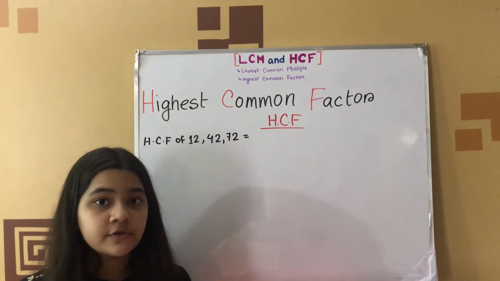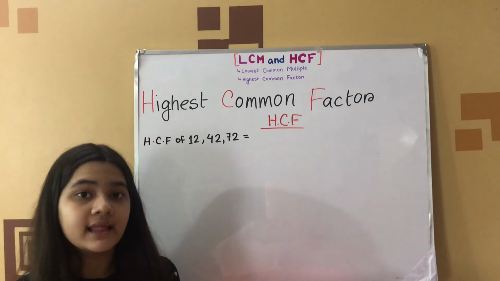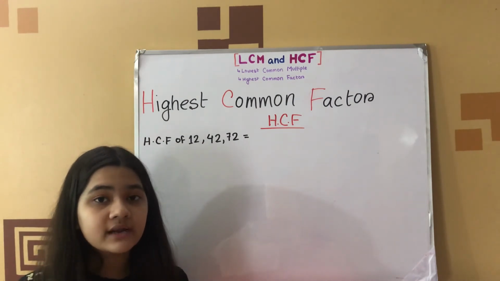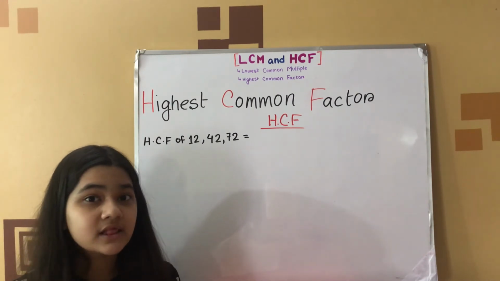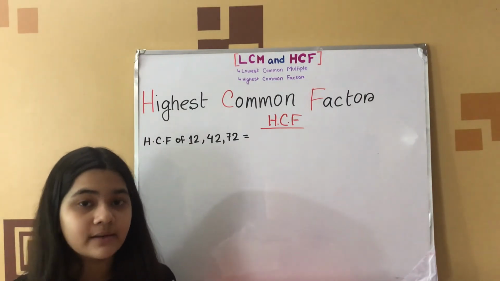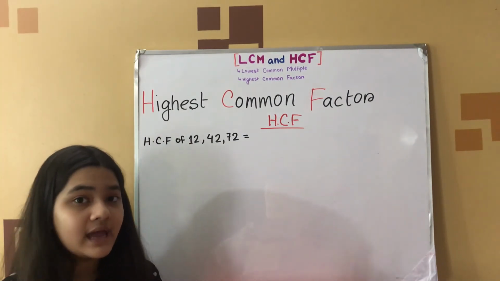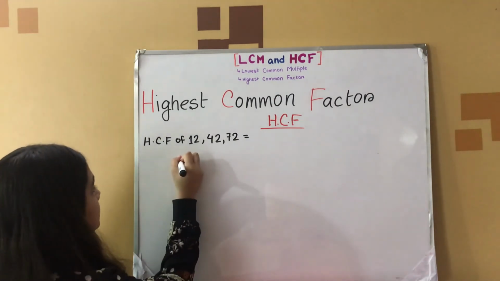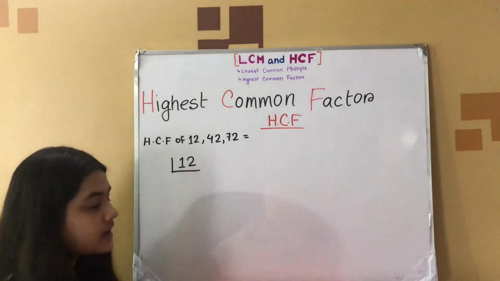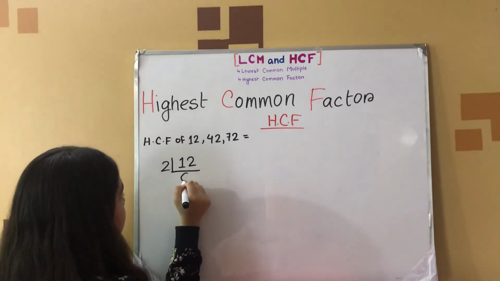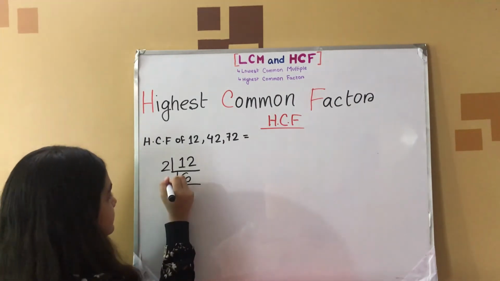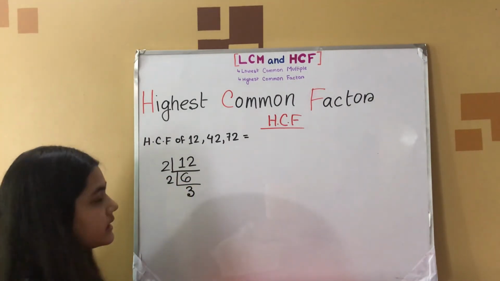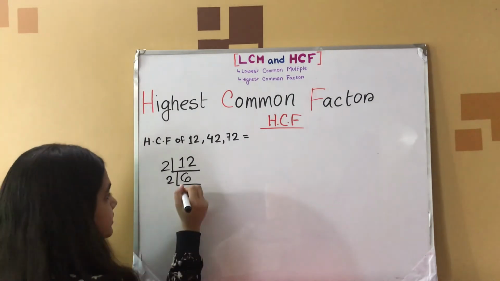Now let's find the HCF of 12, 72 and 42. Again, we are going to find their prime factors and then take the factors which are common in all the three numbers. We are going to multiply them, and then we are going to have the HCF. So let's divide 12. 2 6s are 12. 2 3s are 6. 3 1s is 3.